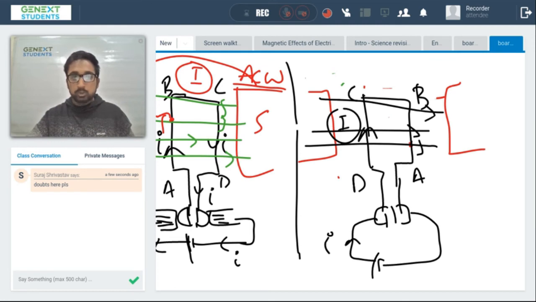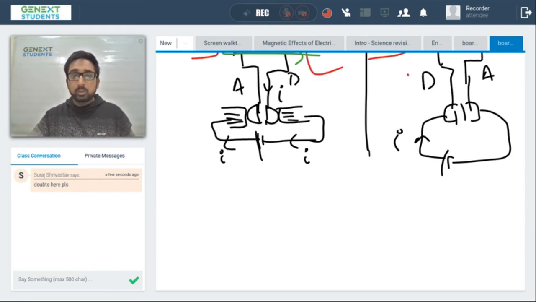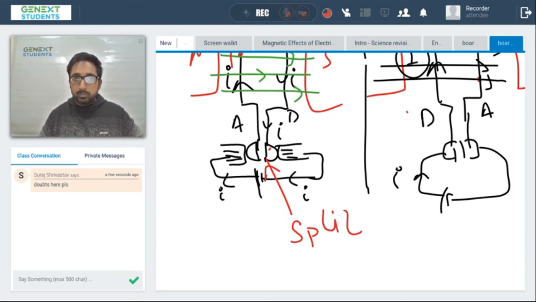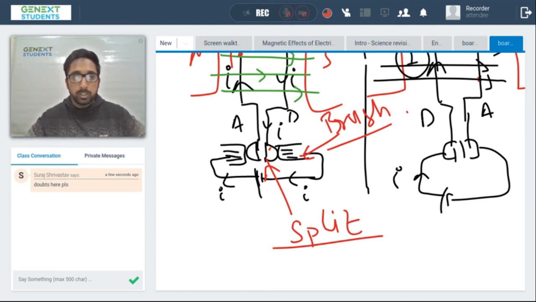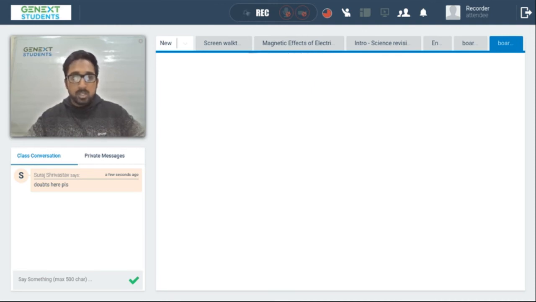Okay, so let's come back to the generator. What is a generator? Here we use split rings. Also remember this, we have used split rings. It is split, therefore it is known as split rings, and these are known as brushes, which are made of carbon to reduce the friction.